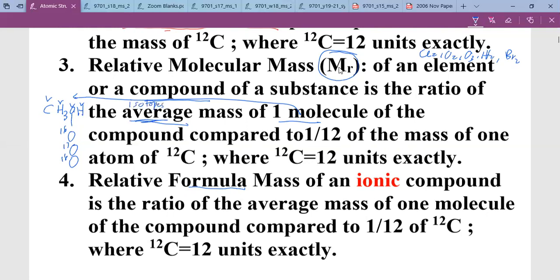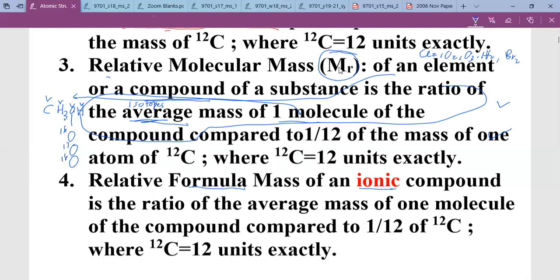So the average mass of one molecule of the compound is 1 mark. It's the ratio of the average mass of one molecule of the compound, compared to 1/12 of the mass of one atom of carbon-12, which is the same, for the 2 marks. Now, for relative formula mass of an ionic compound, right?